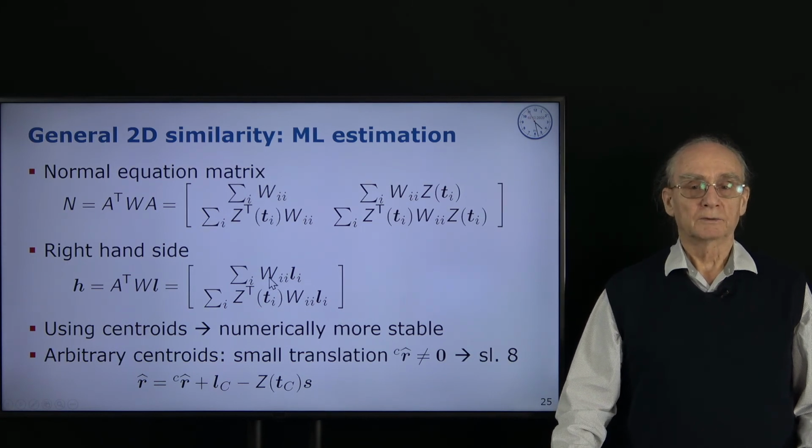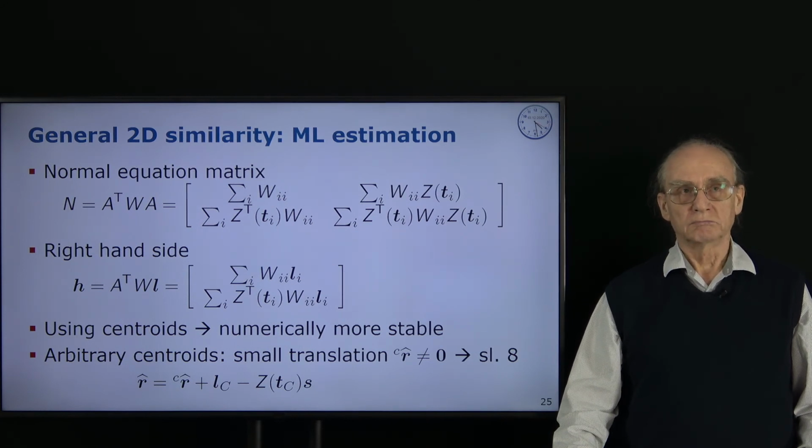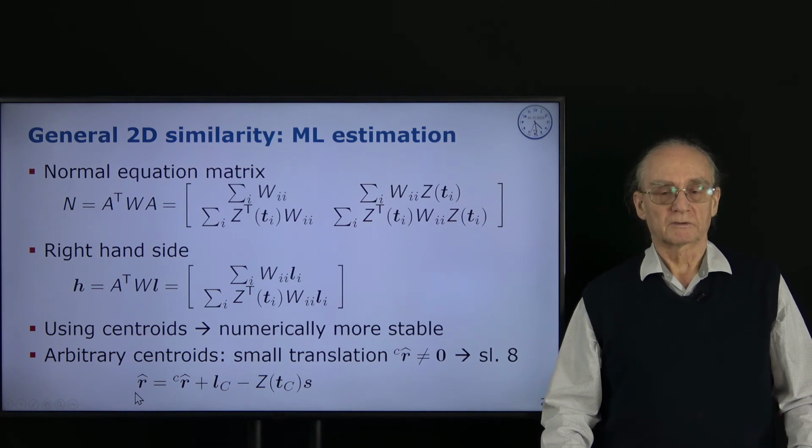And now we again use centroids. We would like to have the centroids such that this part gets 0. Then it would be numerically more stable. And we would expect that the rotation which we then obtain in the reduced model would be small, maybe 0, maybe small. And then, of course, if we have the r estimated in the center coordinates, we can directly derive the translation in the original system, as we have seen.